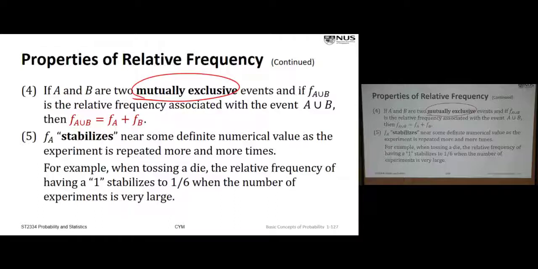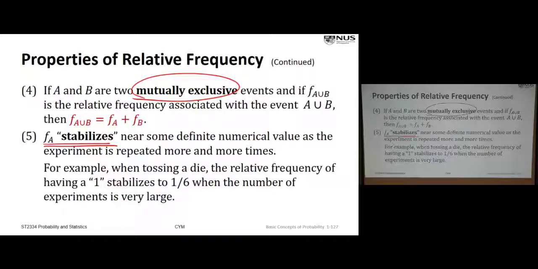And this is how we link the relative frequency approach to the traditional or classical approach of finding the probability. That is, the relative frequency should stabilize. So what I mean is that, for example, toss a die. What's the chance of getting a 6? We know that for a fair die, it should be 1/6, 1 out of the 6 equally likely outcomes. But if you toss a die 100 times, you may not have exactly 16.6 times of 1.